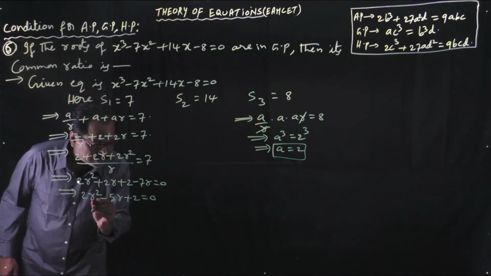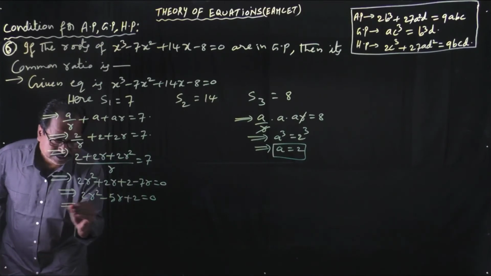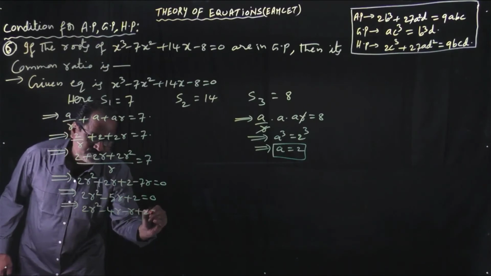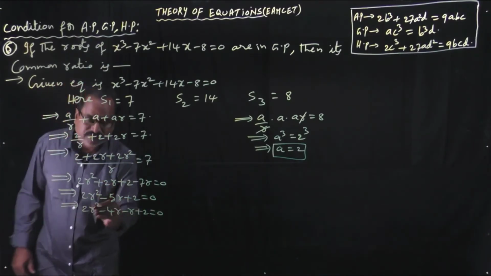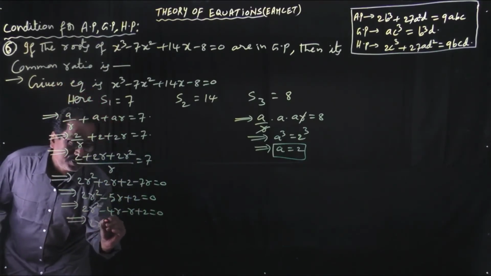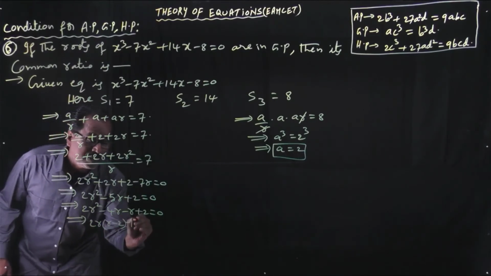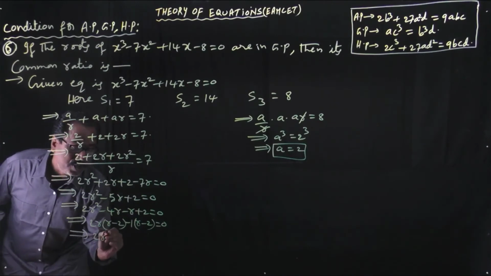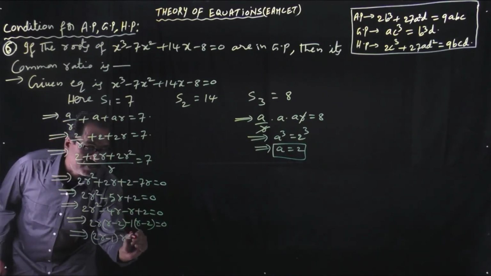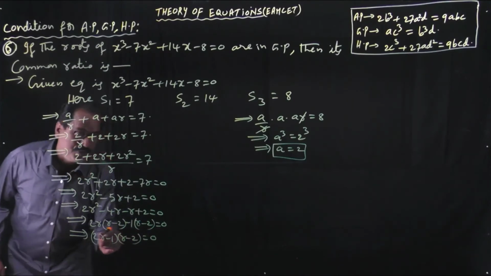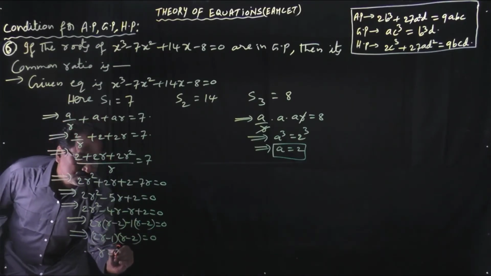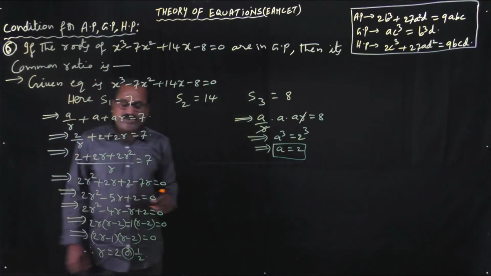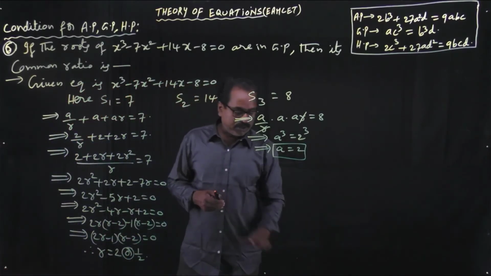So this implies 2R square minus 4R minus R plus 2 is equal to 0. Factors: this implies 2R into R minus 2 minus 1 into R minus 2 is equal to 0. So 2R minus 1 into R minus 2 is equal to 0. Therefore, R is equal to 2 or 1 by 2. The common ratio is R is equal to 2, 1 by 2.